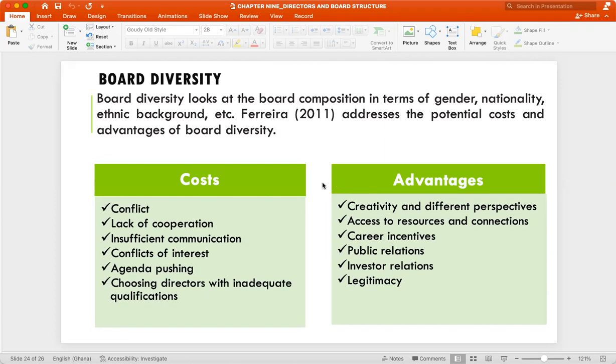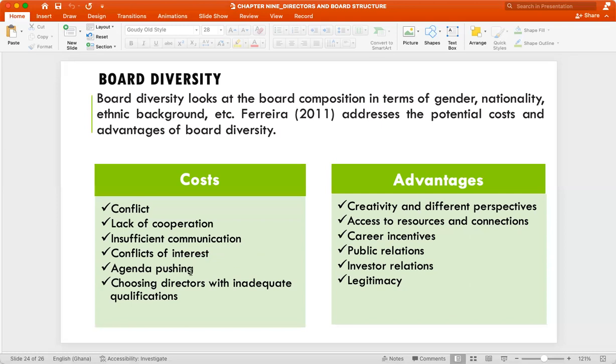The cost: if you have a very diverse board, there could be conflict because they have different opinions on issues. There could be lack of cooperation, basically for the same reason. They are different people with different backgrounds. There could be insufficient communication, because they don't know each other and they have differences. There could be conflicts of interest. Because they are coming from different backgrounds, they may be interested in protecting their own interests, or where they are coming from.